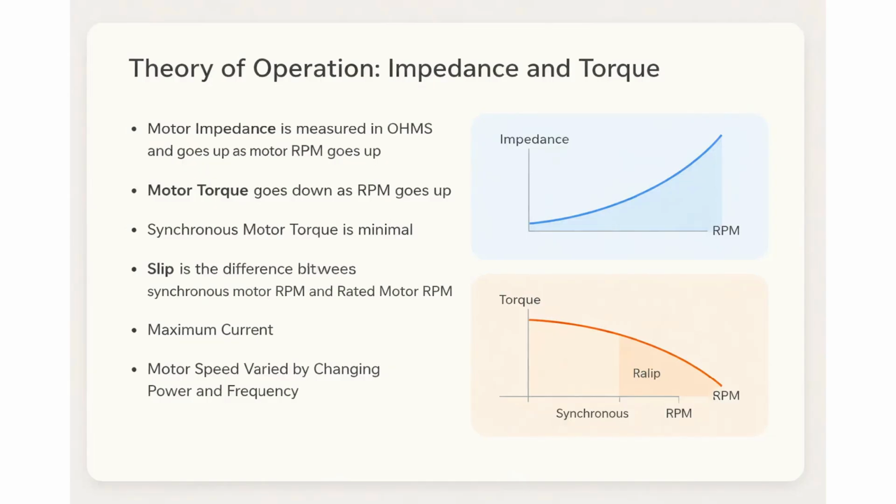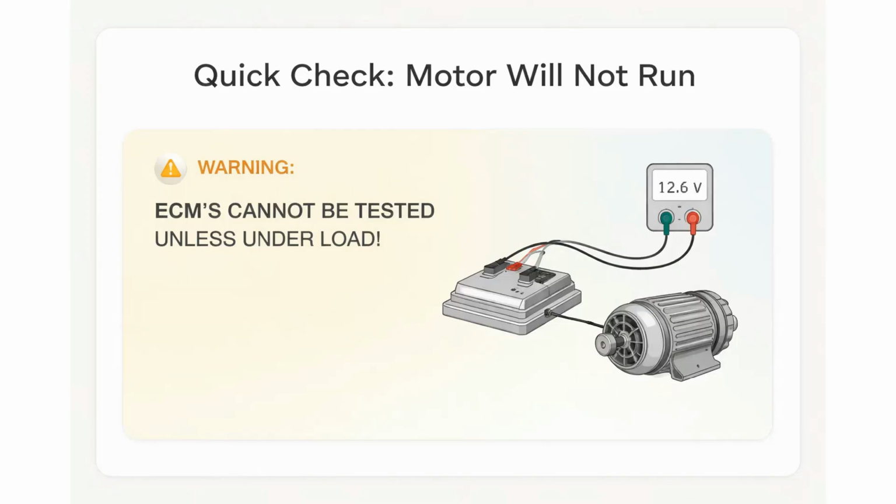As the motor's revolutions per minute increase, the motor impedance, which is measured in ohms, also goes up. Conversely, the motor torque goes down as the RPM increases, and at synchronous speeds, the torque is actually minimal. The difference between that synchronous RPM and the rated motor RPM is known as slip. Ultimately, the motor speed is varied by intelligently changing the power and frequency applied to it.